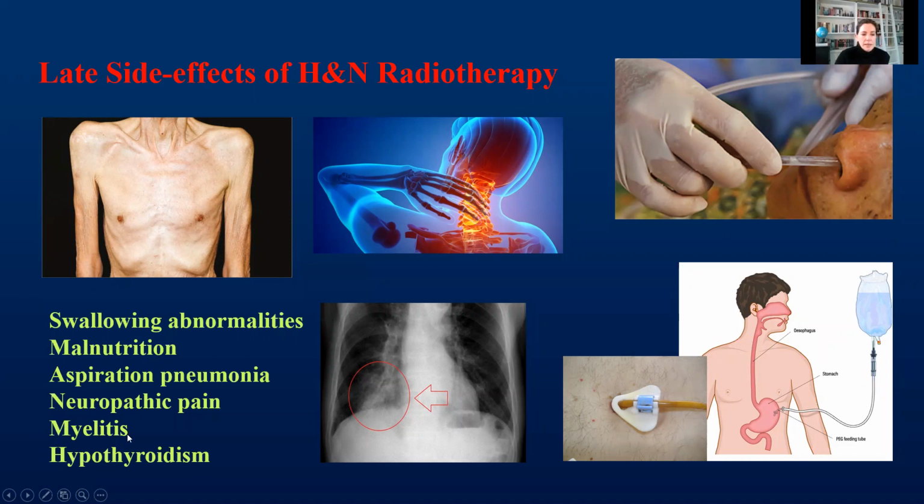Myelitis, I've written here, it's very uncommon to see that. You need to really overdose the spinal cord. But it has been seen in the past when people weren't as aware of the tolerance dose to the spinal cord, and actually it's a transverse myelitis and results in paraplegia. And then, of course, hypothyroidism when you're radiating the neck is something that can develop.